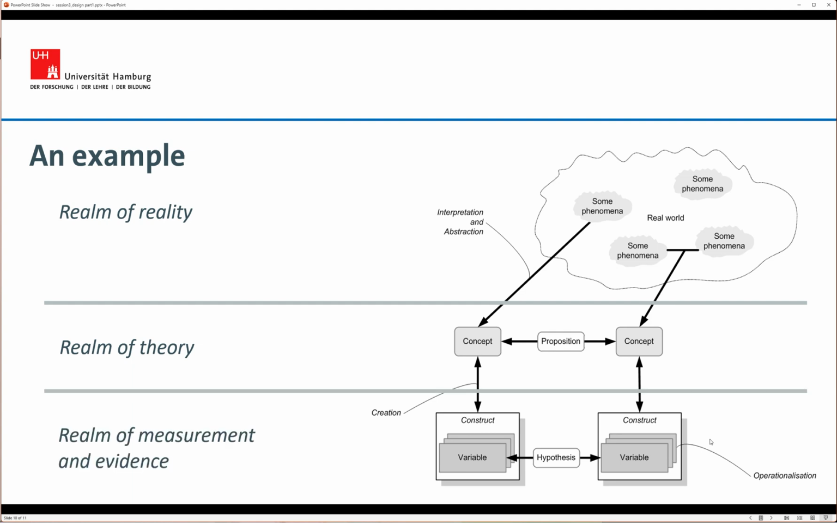Now, if we were to test that theory, we would have to move into the realm of measurement and evidence. So on the one hand, we have a concept called age, and to define that as a construct would be very simple. We could basically look at the age of a person in years or in days. We could have a look at when a person is born and what year it is now, and that gives us the age of a person. So that's a single unidimensional construct.